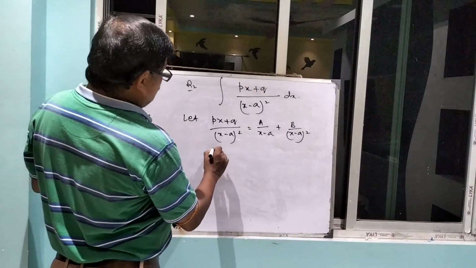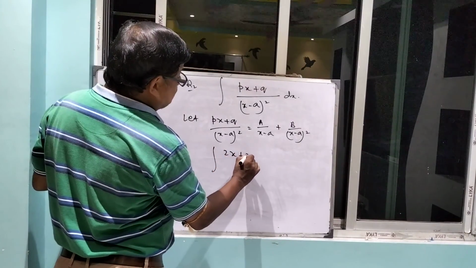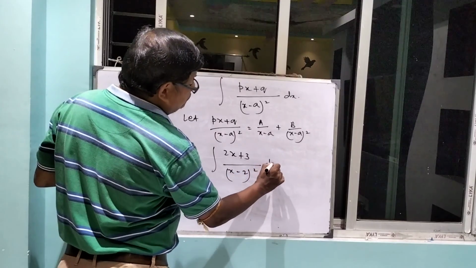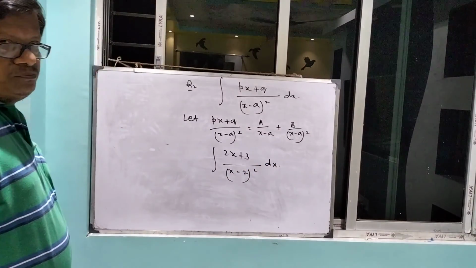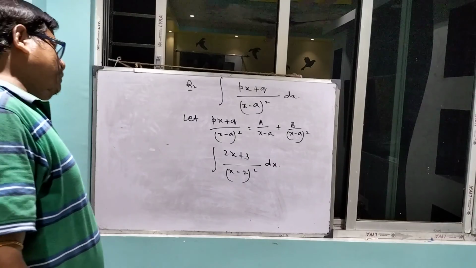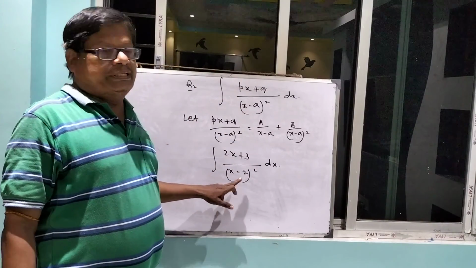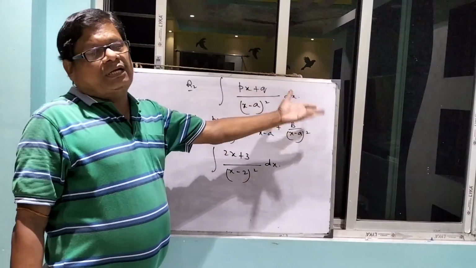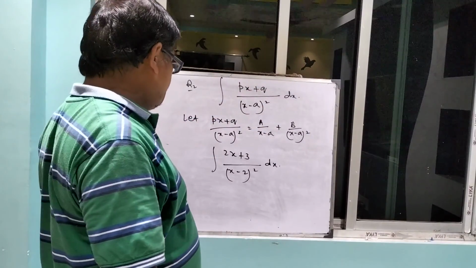Suppose 2x plus 3 by x minus 2 whole square is given. How to do it? Any method works. If x minus 2 equal to z, just put the value and you will get the result. No problem in that. Now by the partial fraction procedure, how to do it?